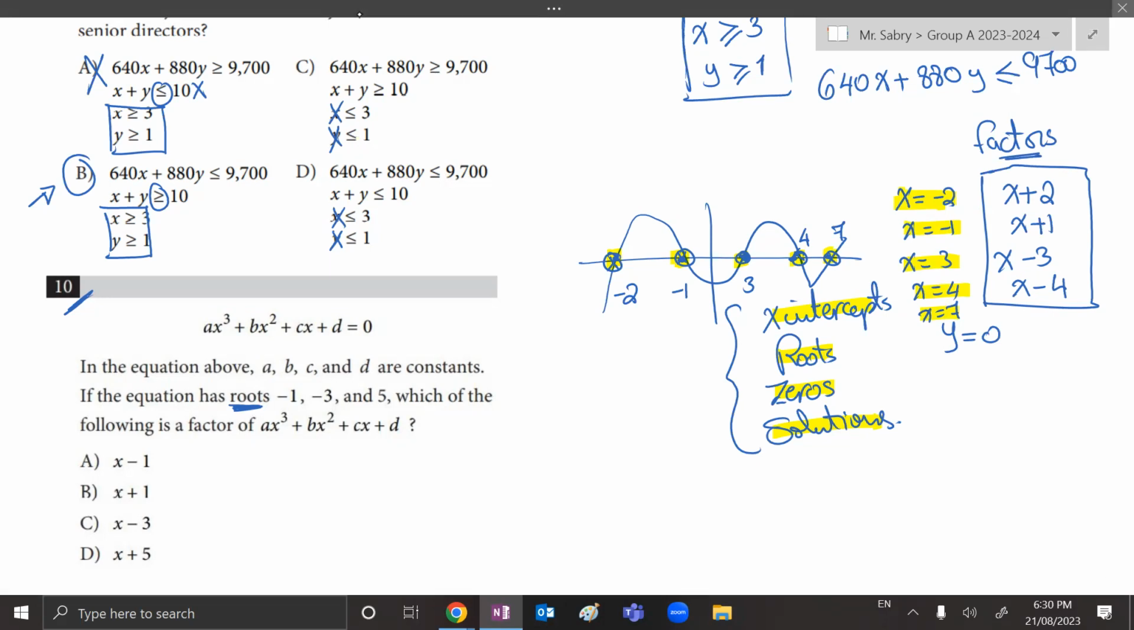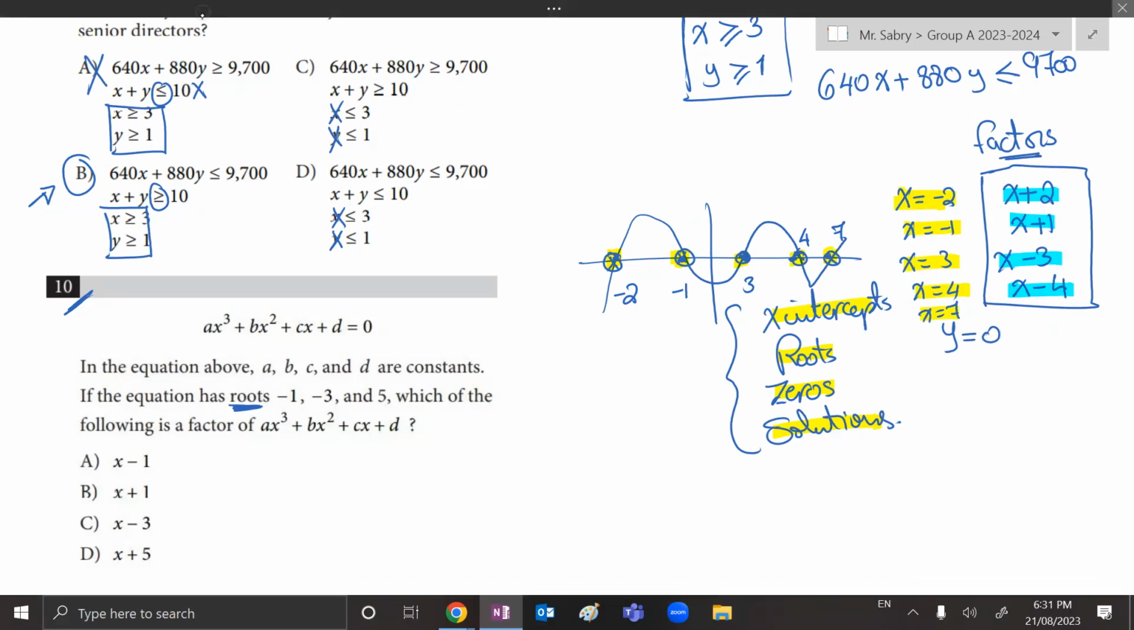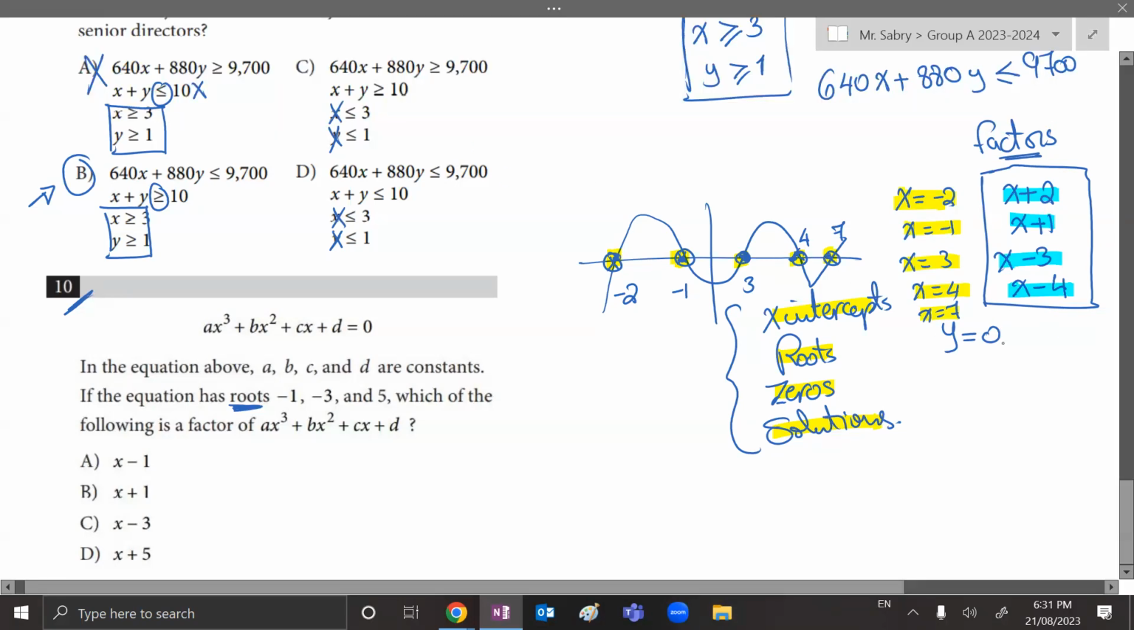But if I asked for the factors, what are the factors? The factors are the roots, but with the opposite signs, and they're written next to the x. So they're x plus 2 with the opposite sign. They're x plus 1 with the opposite sign. Instead of -1, plus 1. Instead of positive 3, negative 3. Instead of positive 4, x equals -4. There's one more, which is minus 7 as well. That's the remaining one. Does this make sense? Lulu, is this clear?